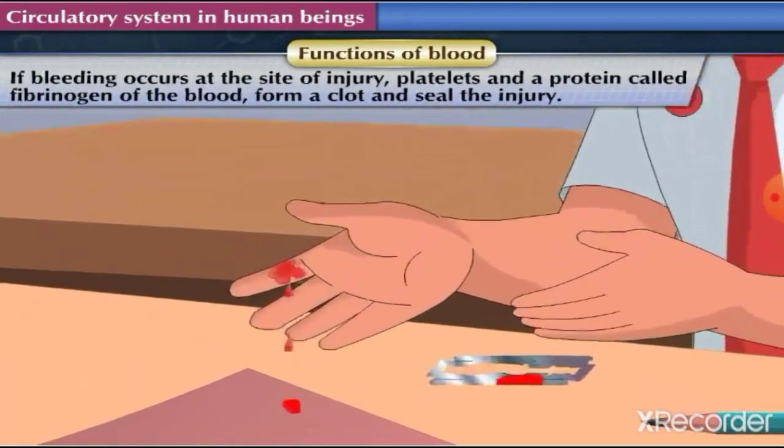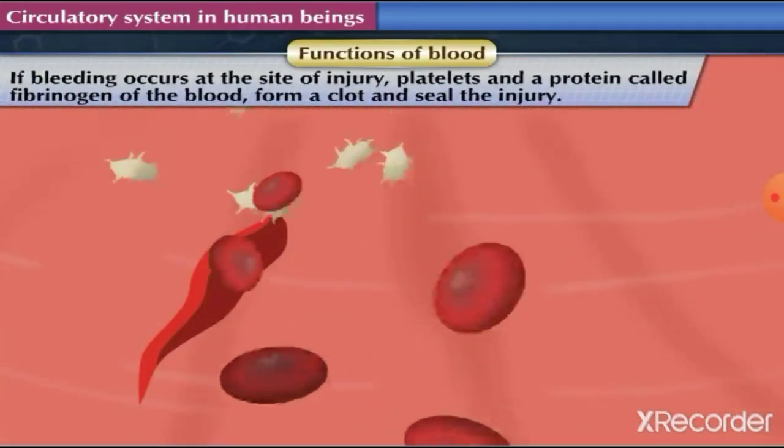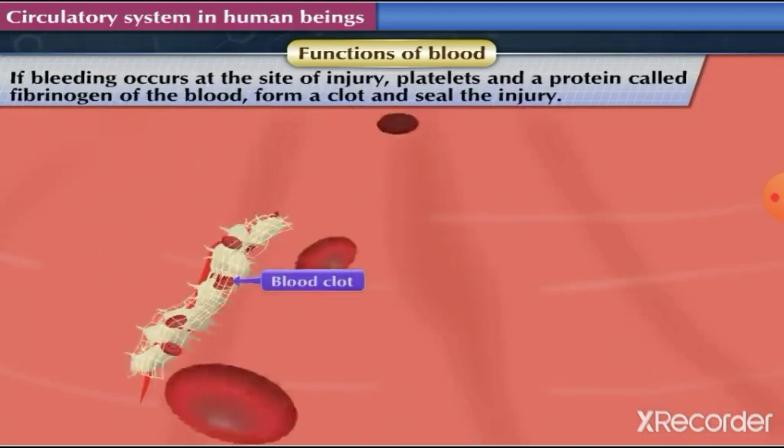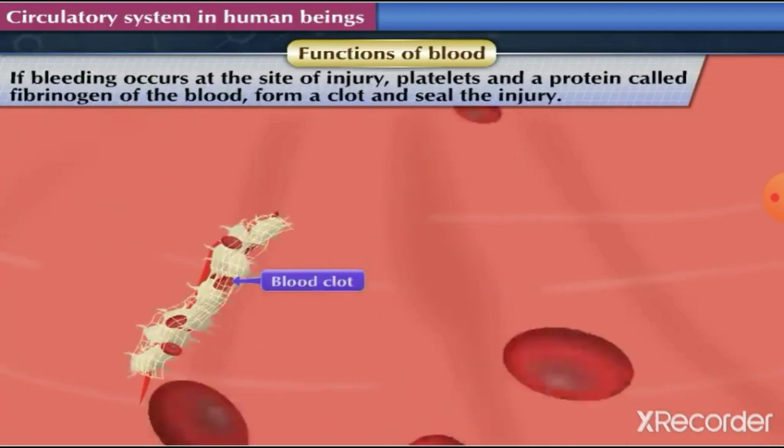If bleeding occurs at the site of injury, platelets and a protein called fibrinogen of the blood form a clot and seal the injury.